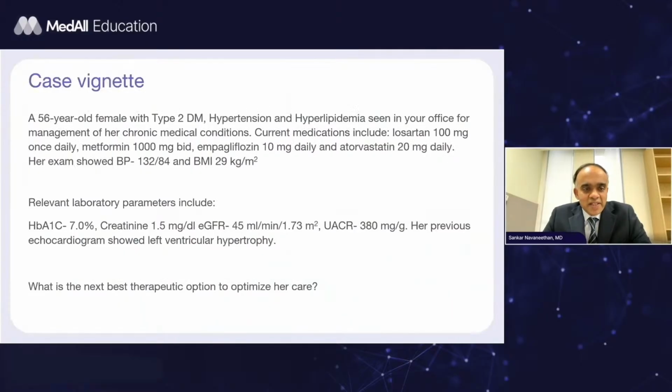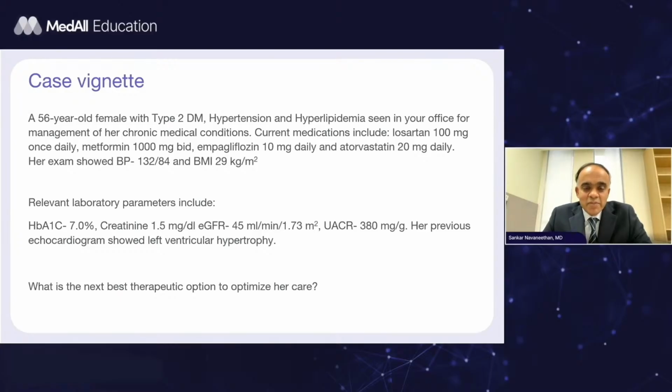Here is a case, Vinay, which is similar to the poll that you just completed. A 56-year-old female with type 2 diabetes, hypertension, and hyperlipidemia was seen in your office for management of her chronic medical conditions. The current medications include losartan, metformin, empagliflozin, and atorvastatin. Her exam showed a blood pressure of 132/84 and a BMI of 29.